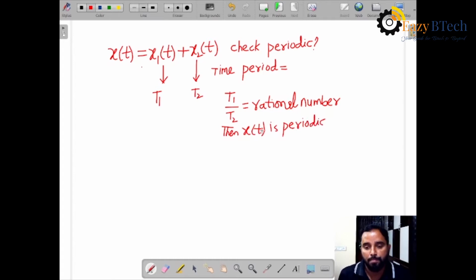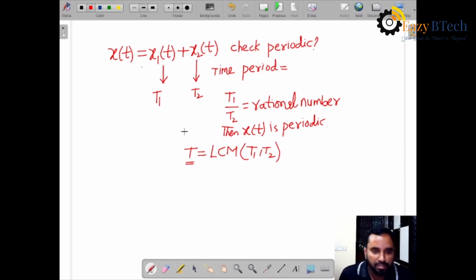After knowing it is periodic, we need to say what the time period of this x of t is. The time period capital T is equal to the LCM of t1 and t2. We need to take the LCM of t1 and t2, which will be the time period of x of t.